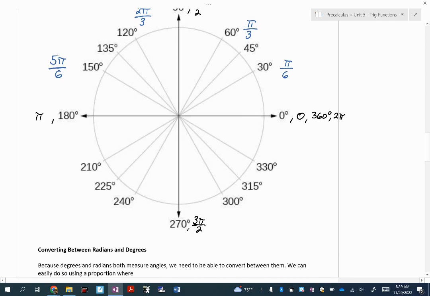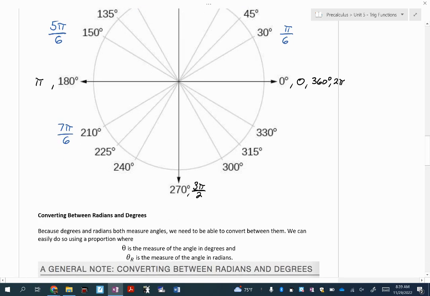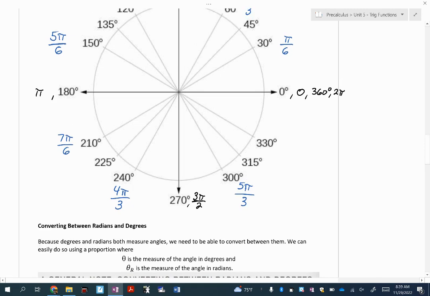All right, keep going. If I go one 30-degree move, or pi over 6 move, past 180, that's going to be 7 pi over 6. Then this is going to be down here 8 pi over 6, but we reduce that to 4 pi over 3. Then this one is going to be 5 pi over 3. And then finally, that 330 degrees is going to be 11 pi over 6.